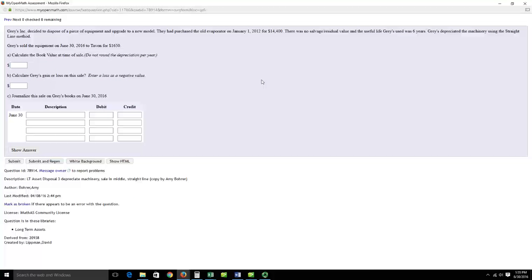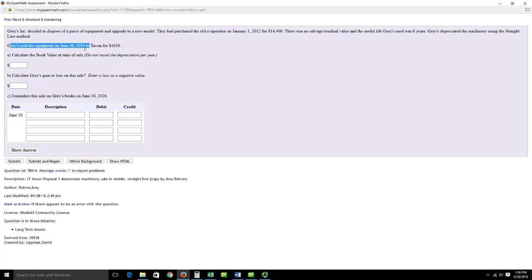Okay, so this problem is very similar to the last one, except that for the last one, where we sold a piece of equipment, the equipment was sold at the end of the year. Notice that this one is the same exact evaporator. It still has a zero salvage value, and they're still using the straight line method of depreciation. But this one, instead of being sold on December 31st, is now being sold on June 30th.